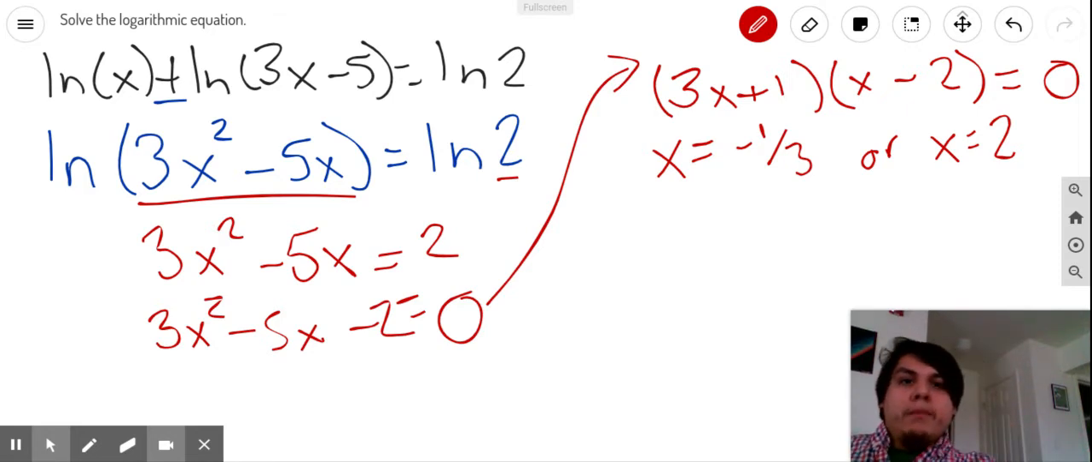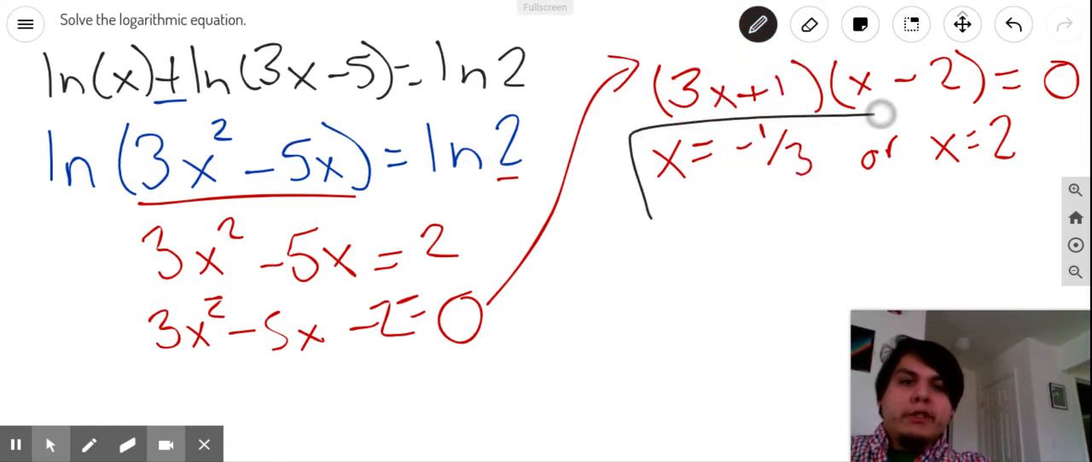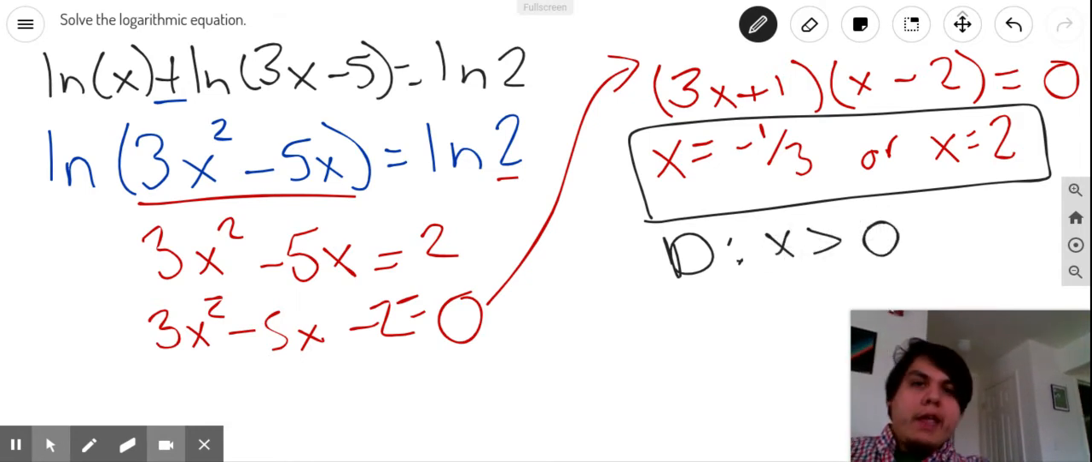Now, because logarithms have special restrictions on their domain, the domain for a logarithm is x values greater than 0, aka whatever's inside my logarithm has to be within my domain. That does not mean that I'm only going to choose the positive answer. You have to make sure that you take your answers, you plug them in, and you actually get natural log of something positive.